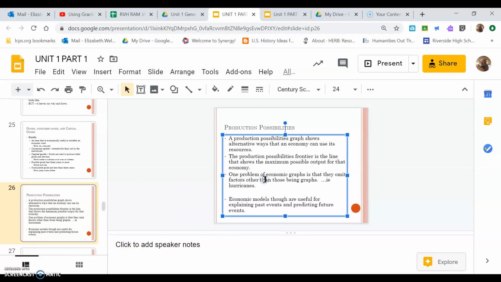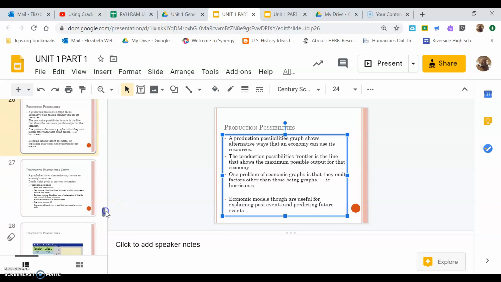One problem with economic graphs is they omit factors. In the future, economists are going to be looking at these graphs and wondering why there is a huge dip in sales between March and June. Well, it doesn't say that coronavirus is happening, or that there was a mandatory stay-at-home order. So keep that in mind.